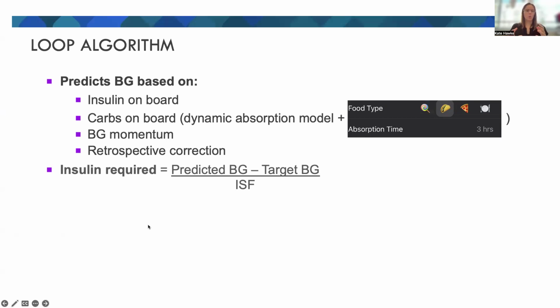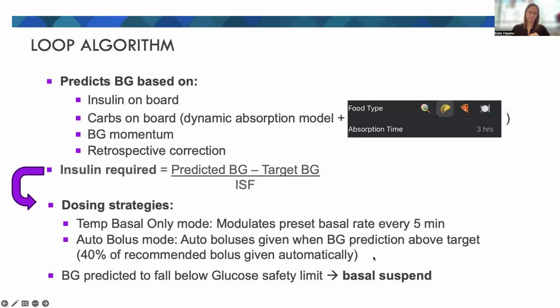Once the Loop algorithm has determined what the blood glucose projection is for the eventual blood glucose in the future, it then does relatively simple diabetes math to determine the predicted blood glucose minus the target blood glucose, and this is divided by the ISF. This is the ISF that we have programmed, not something that Loop changes on its own. So this is how the system is determining the insulin required.